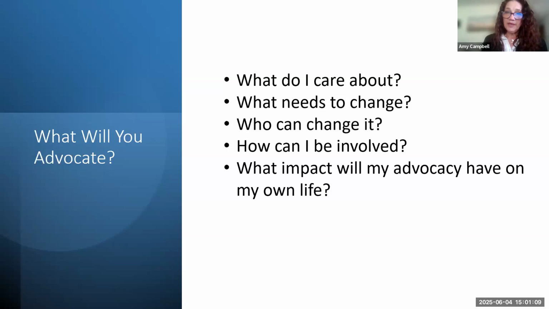And then finally, what impact is that advocacy going to have on my own life? Am I someone who is easily overwhelmed? Am I someone who does not have access to reliable transportation and has a difficult time getting to places to be engaged? Is this something that I am going to take on and it's going to stretch me so thin that I'm going to become frustrated?